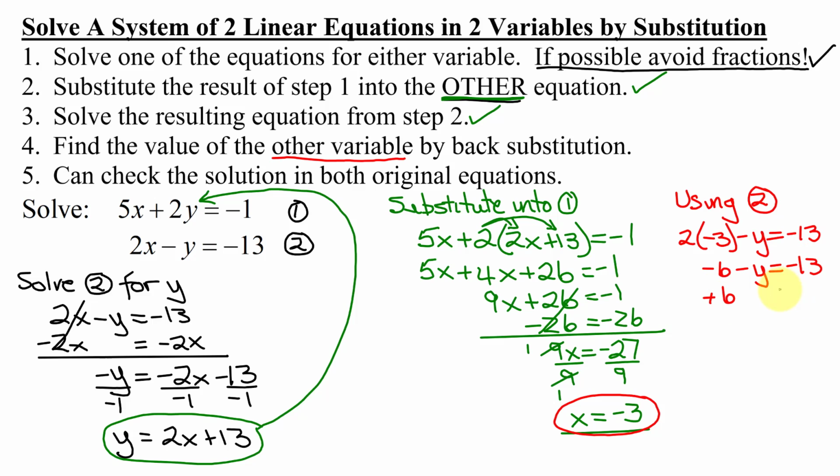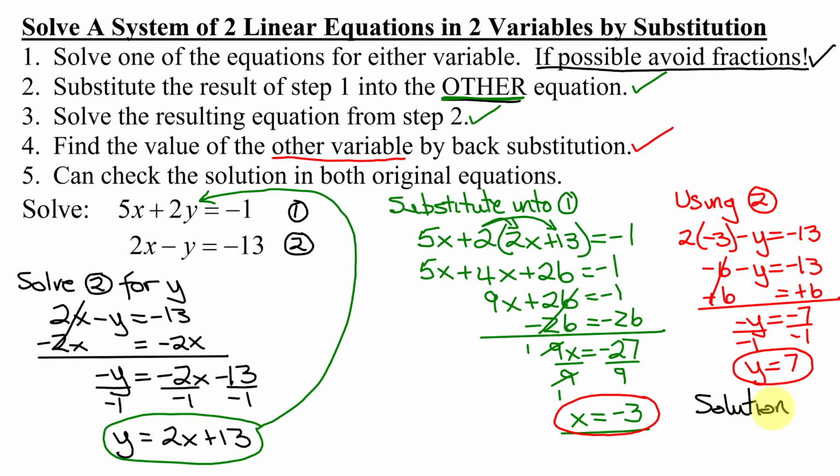Add 6 to both sides. I get negative y equals negative 13 plus 6 is negative 7. Divide both sides by negative 1. I get y equals negative 7 divided by negative 1 is positive 7. So I have completed step 4. Normally, we write the solution to systems of equations as ordered pairs. So my solution, written as an ordered pair, x-coordinate first, is negative 3, comma, the y-coordinate of 7.